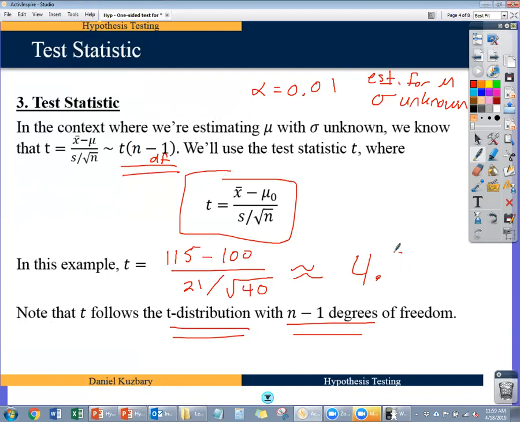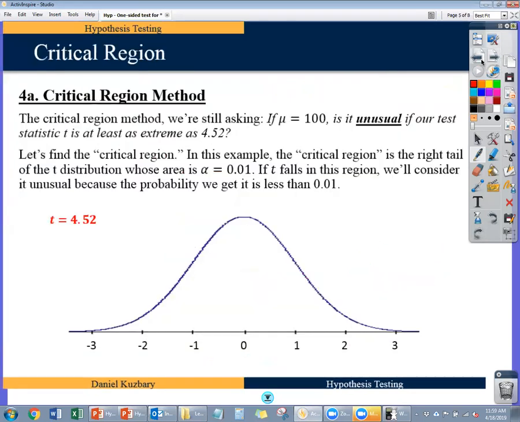So our test statistic is 4.52, and this follows a t-distribution with 39 degrees of freedom. So n minus 1, n's 40, subtract 1. So a t-distribution with 39 degrees of freedom. We're going to use that to compute some probabilities with this guy, the test statistic. So let's start out by doing the critical region method. We could do this, or we could do the p-value method. There's no reason to do both, but I'm showing you both methods anyway, so we can use the critical region method to draw a conclusion, or we could use the p-value. So we'll start out by doing the critical region method.